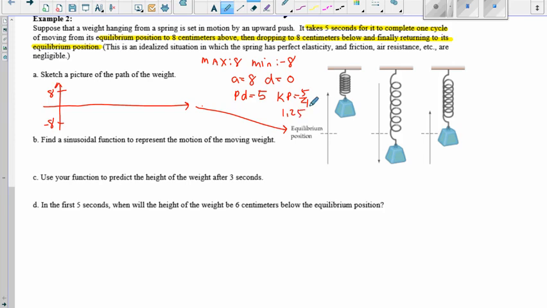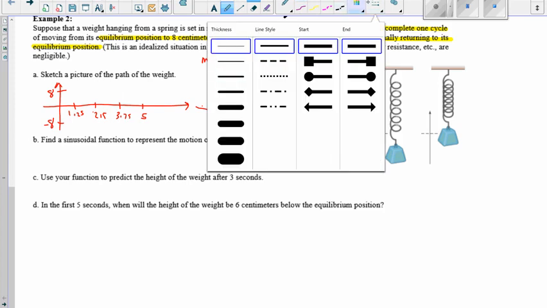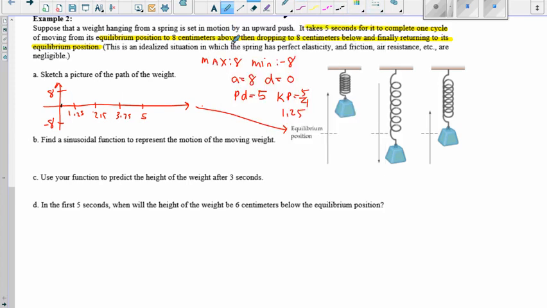So on my graph, I'm starting at time 0 here on the y-axis, and then at 1.25 seconds, I get my first key point. The next one, we're adding another 1.25 to get 2.5. Add another 1.25 and I get 3.75. Add another 1.25 and I end at 5, which is the first cycle of my graph. So then again, for this graph, we are starting at the equilibrium, then going 8 centimeters above, back to equilibrium, and 8 below. So this is what my graph would look like.